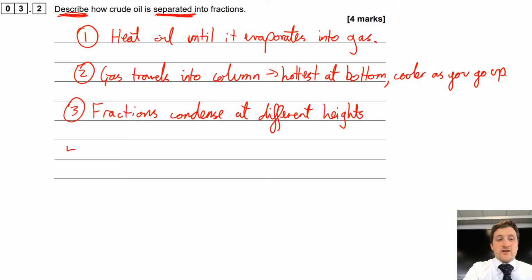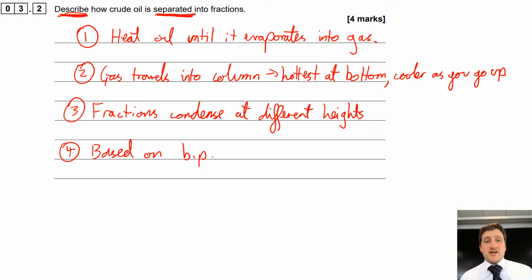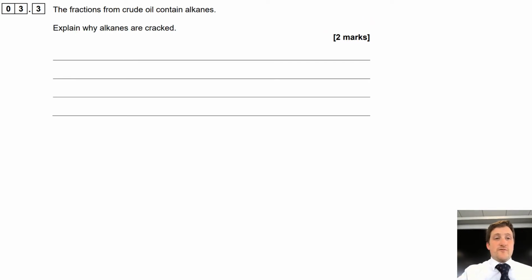And why do they do this? Fractions condense at different heights based on boiling point. Okay, we don't need to say which one has the highest boiling point or which one has the lowest boiling point, or any specific fractions. It's just generally based on their boiling point. Now, the fractions from crude oil contain alkanes.